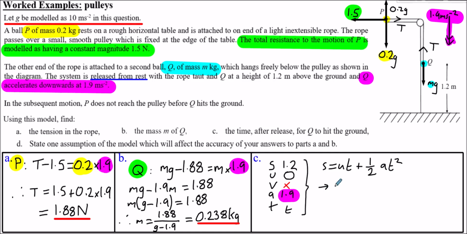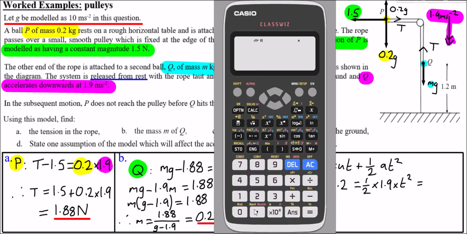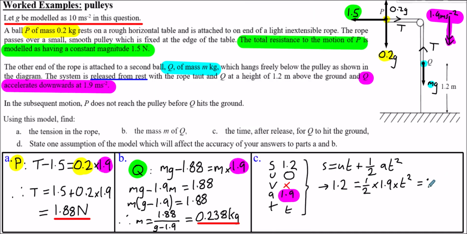So plug everything in. 1.2. u is 0, so ut is also 0. So you're going to have half times 1.9 times t squared. So I'm just going to neaten this up a bit. So half multiplied by 1.9. What's half of 1.9? It's 0.95. So therefore, this can be rearranged. So t squared will be 1.2 divided by 0.95.